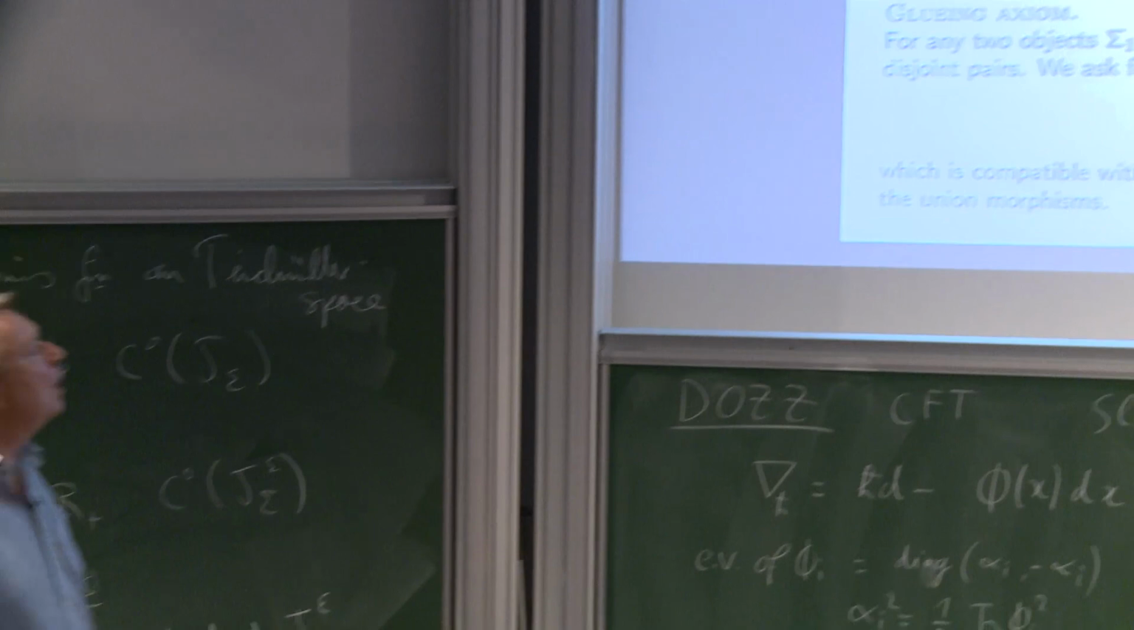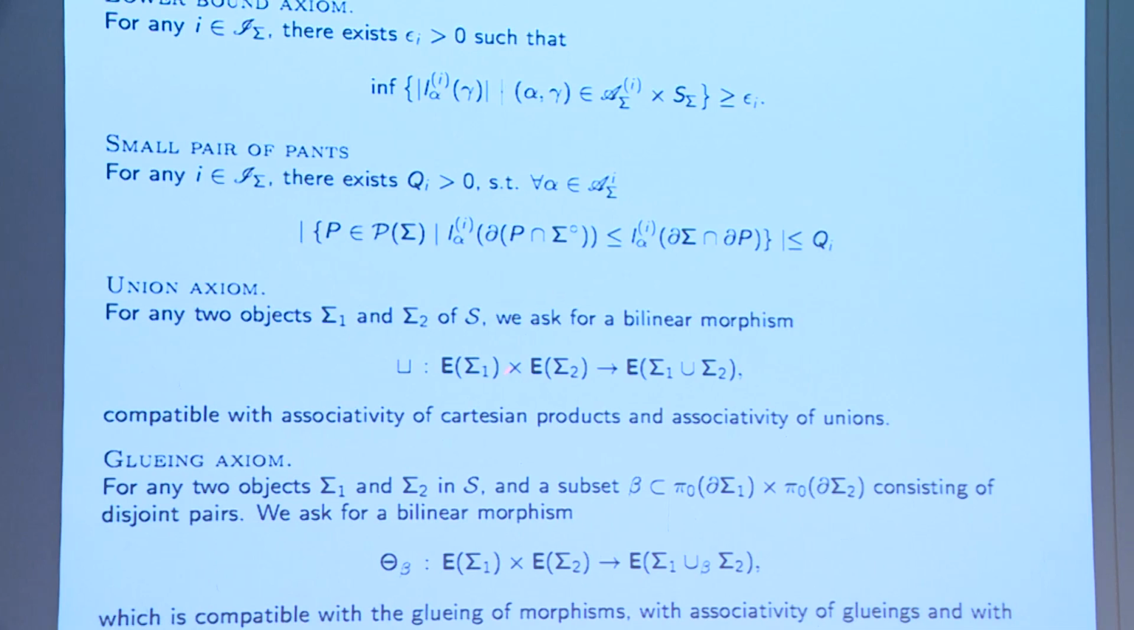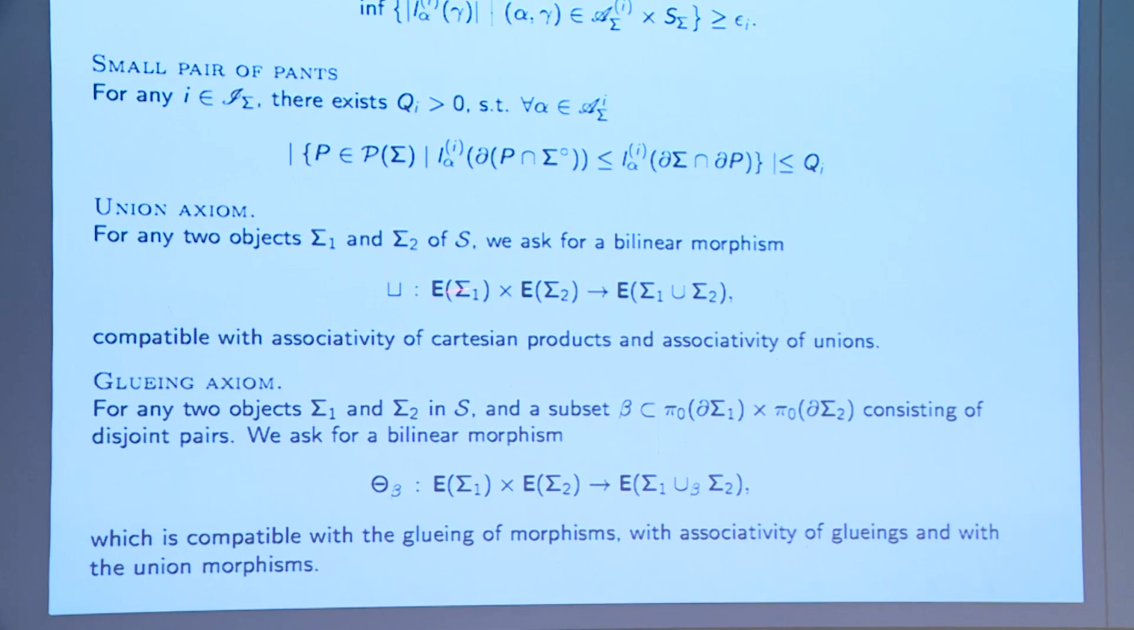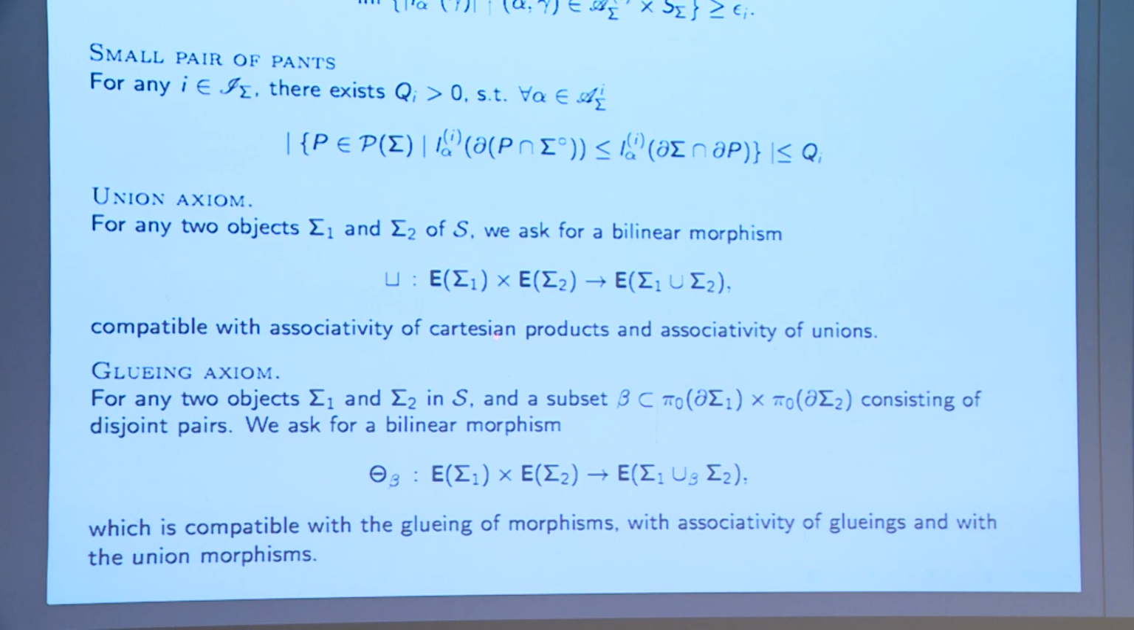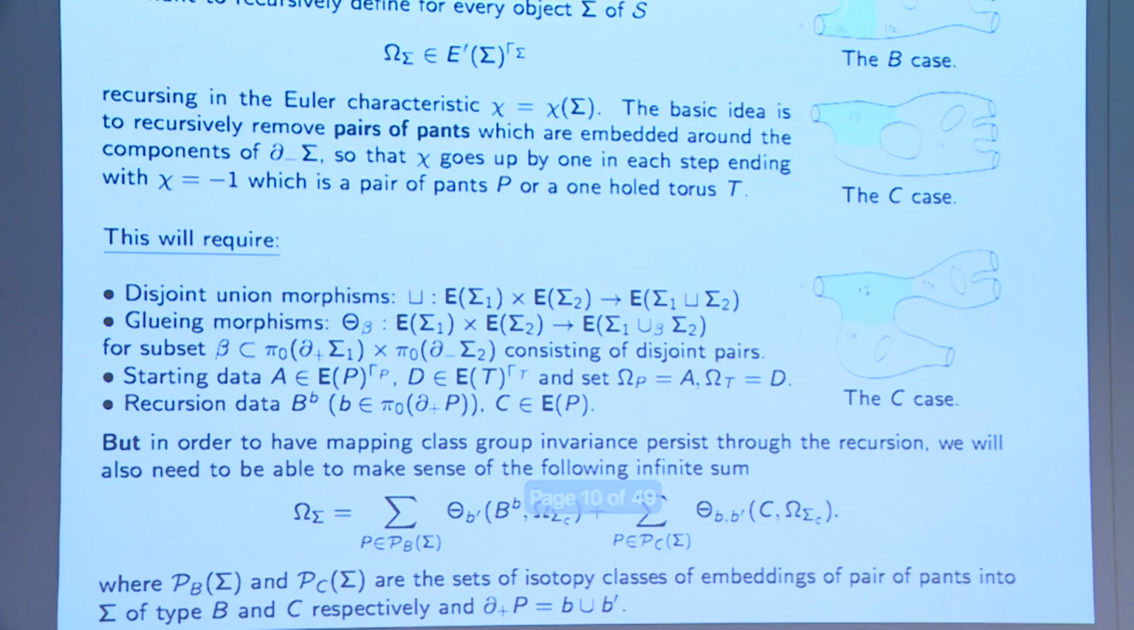Okay, so now I specify the gluing data. Again, I want a way to take disjoint unions, so a linear map here that satisfies nice associativity when you do Cartesian products, and associativity of unions on this side. I would also like to have gluing maps like this when I have pairs from the two boundaries, and then I make the gluing, so I'd like to have linear maps from the vector space of these two to the glued thing. And of course, this should be compatible with gluing morphisms and with associativity of gluings and with disjoint unions. So this is exactly what I said before that I was in need of in order to make sense of this.